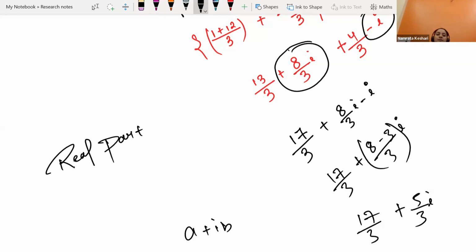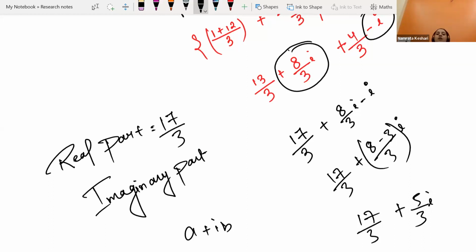17 by 3 is the real part. Imaginary part? 5 by 3 i. Yes, while saying imaginary part, we will not say i. We will just say this is 5 by 3. Once we say that the imaginary part is 5 by 3, whoever reads or hears this will understand that it is the imaginary part. That means it is attached with i. So we don't have to say i when we are saying imaginary part.